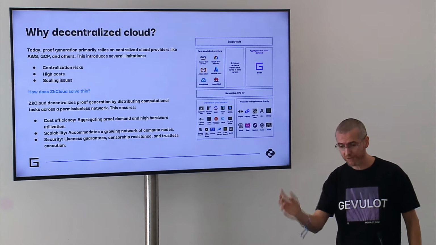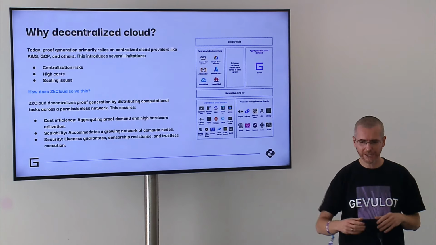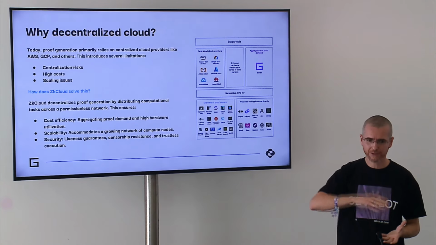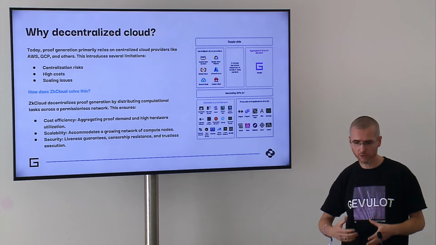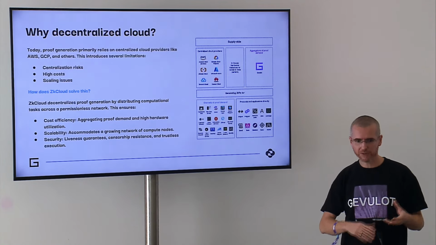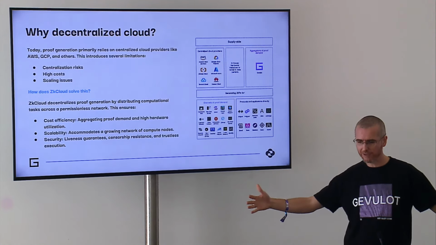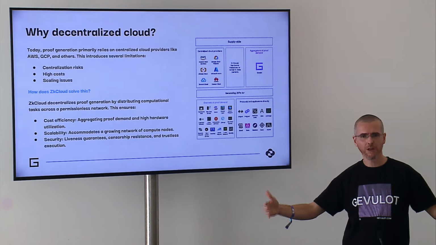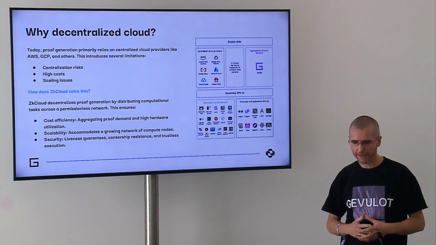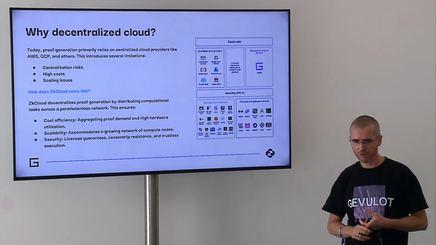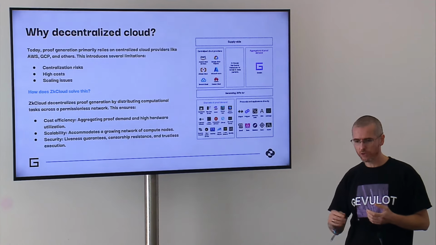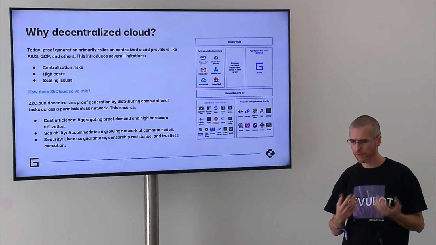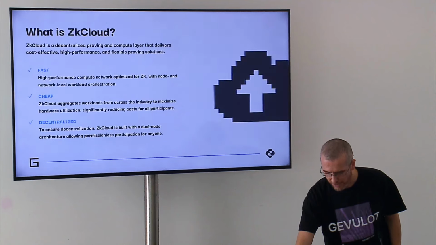So on a very high level, we are aggregating proof demand and thus reaching a higher hardware utilization for our node network. It's scalable because it can horizontally scale without the economics being basically affected. And we have protocol level execution guarantees, fallback mechanisms to ensure liveness, censorship resistance, etc.